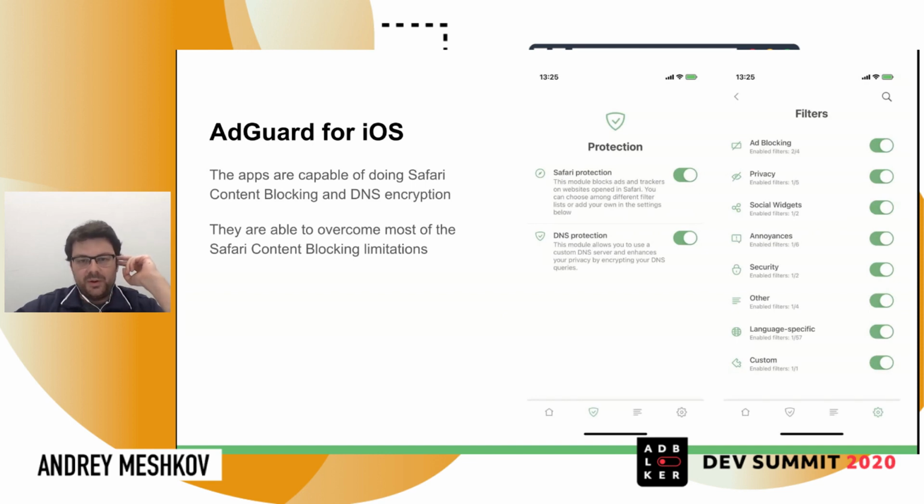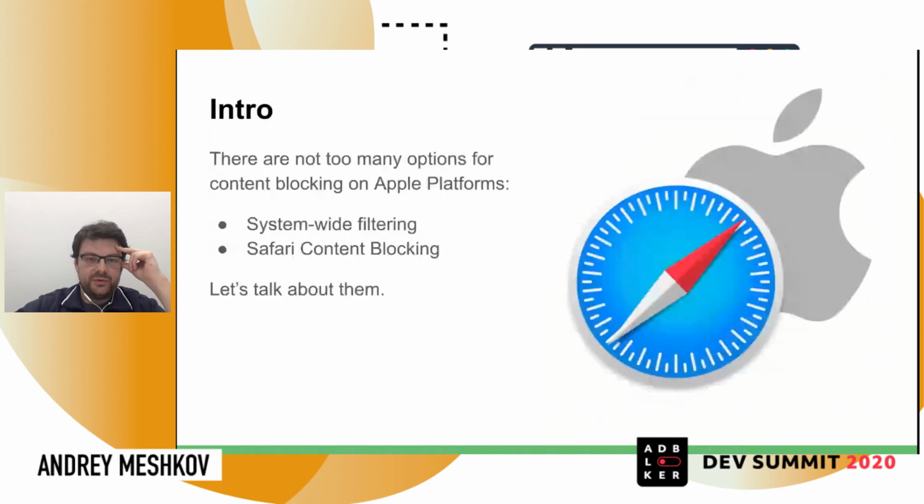Both of them are capable of doing Safari content blocking and DNS encryption/filtering, and they do it pretty well. They are able to overcome most of the Safari content blocking limitations, at least most of the important ones. And I'm going to tell you what these limitations are and what we do to handle them in a moment. But first, let's talk about content blocking on Apple iOS in general.